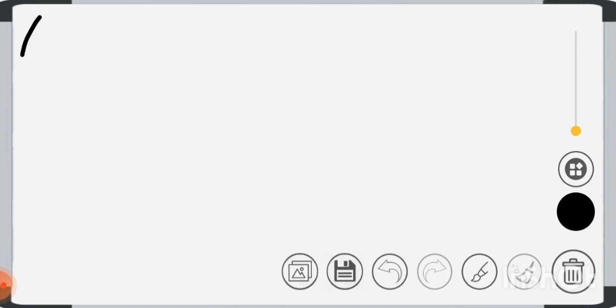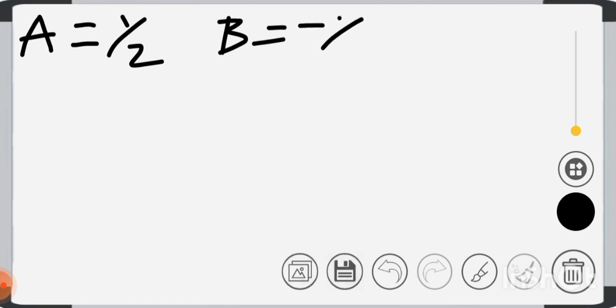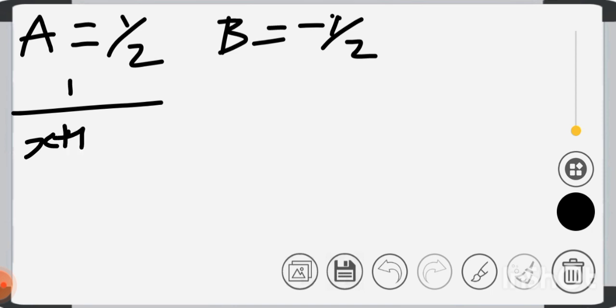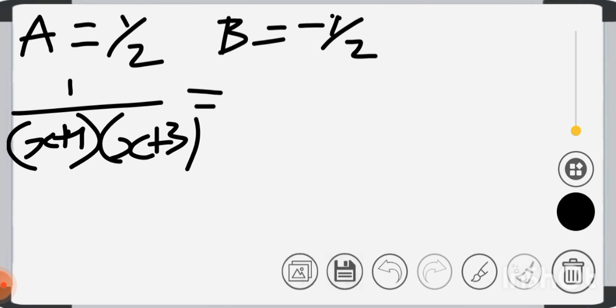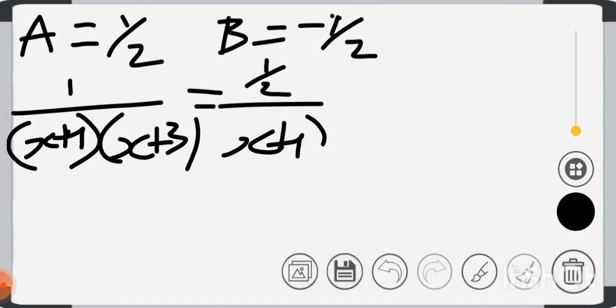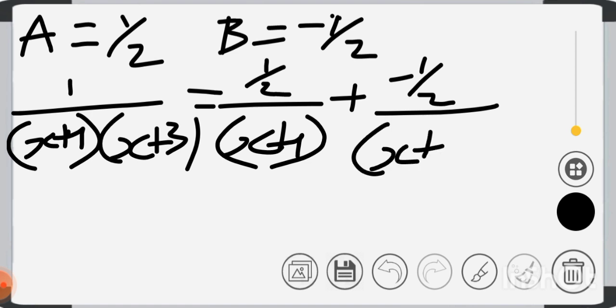So you just come A is equal to half, B is equal to minus half. Then since A is equal to half and B is equal to minus half, we have 1 over (s plus 1)(s plus 3) equal to A over s plus 1, A is half over s plus 1, be careful with this, plus B is minus half over s plus 3.